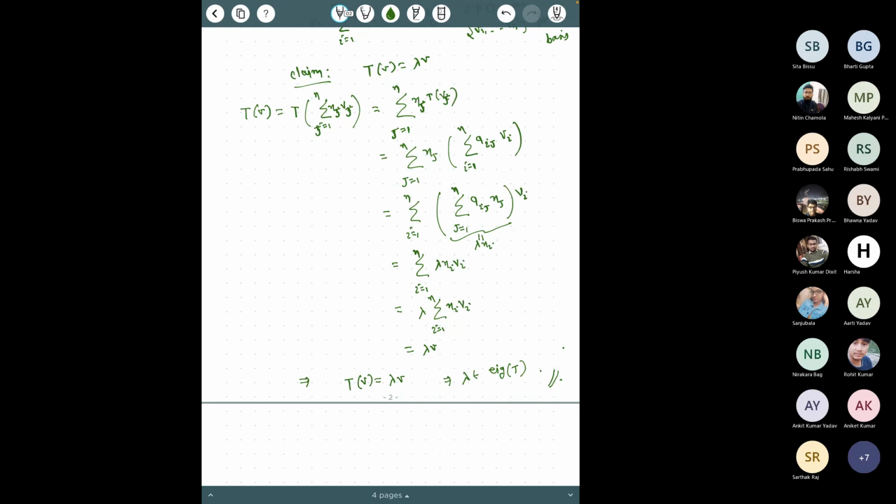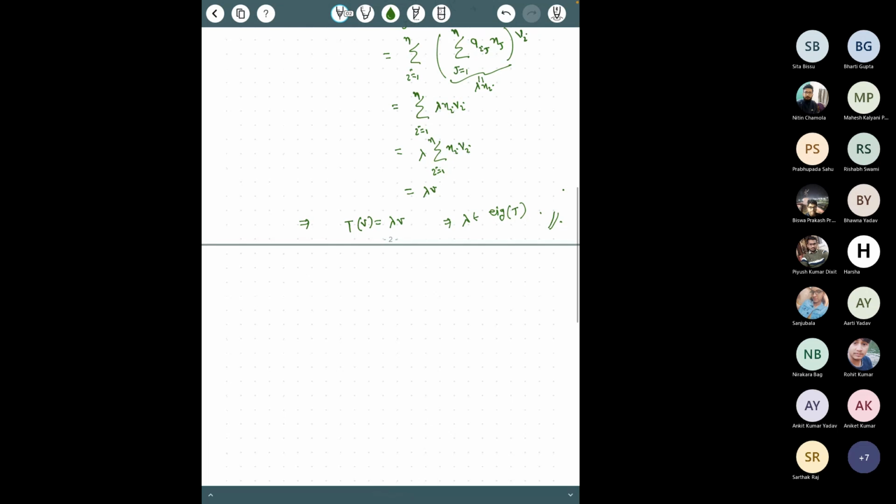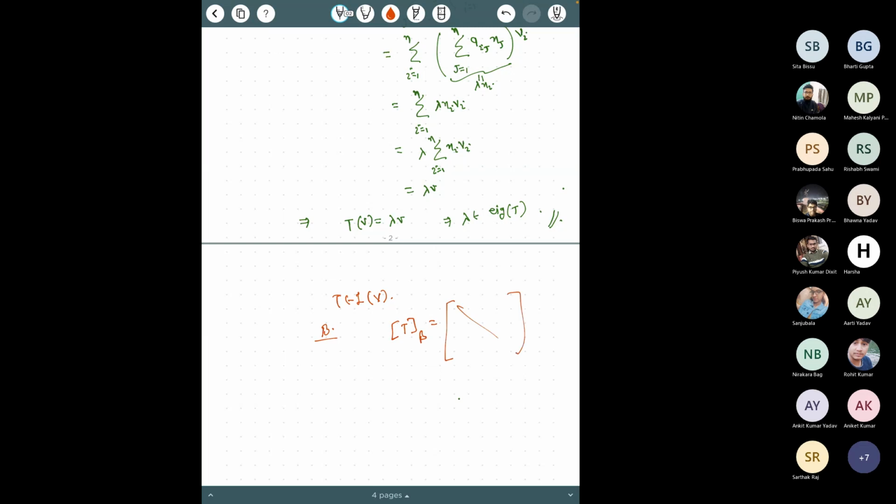For example, suppose T is a linear operator and B is a basis such that the matrix of T is, let's say, diagonal. Then I can easily tell what the eigenvalues of T are just by looking at the diagonal entries. They would be the eigenvalues of the matrix of T, but then they are the same as the eigenvalues of T because of this result.